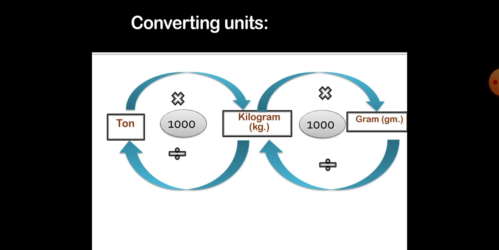Again, 1 ton equals 1000 kilograms, and 1 kilogram equals 1000 grams. And if I want to move from ton to gram, that means I should multiply 1000 by the other 1000, and that means the ton will be equal to 1 million grams.